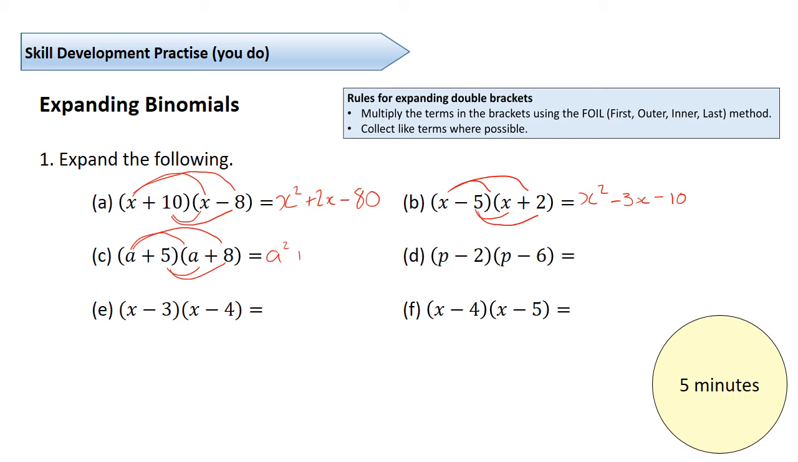A squared plus 5a plus 8. Oh, hang on. Let me just do that in one go. 13a plus 40, getting into a bit of a rhythm there.